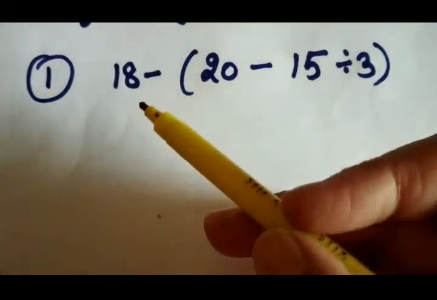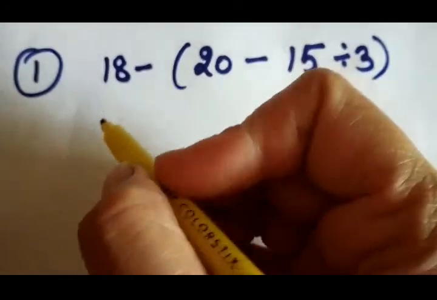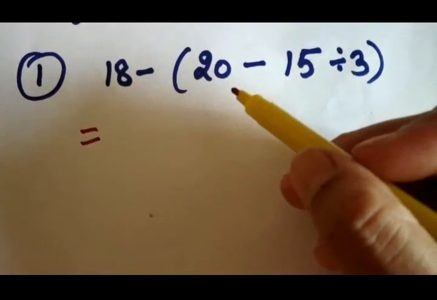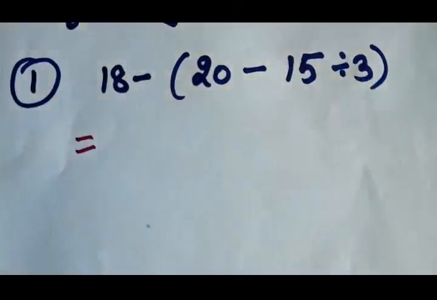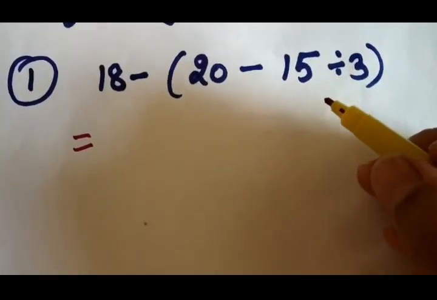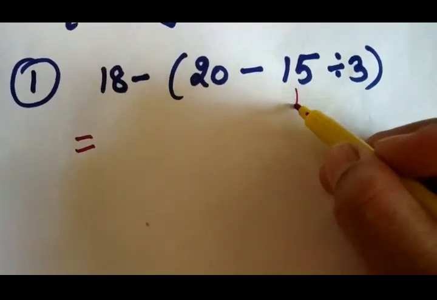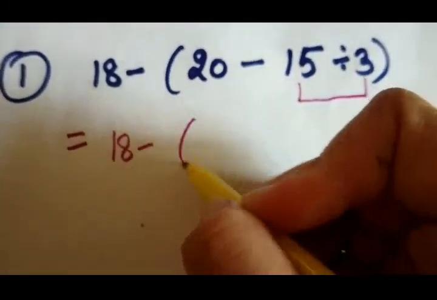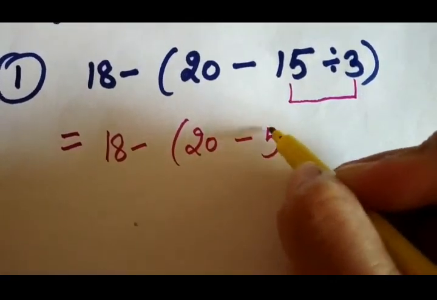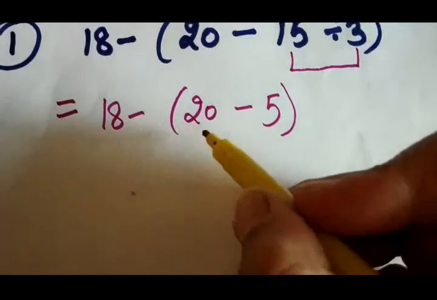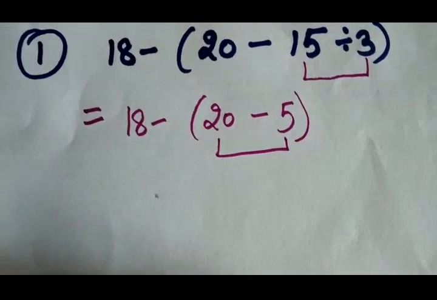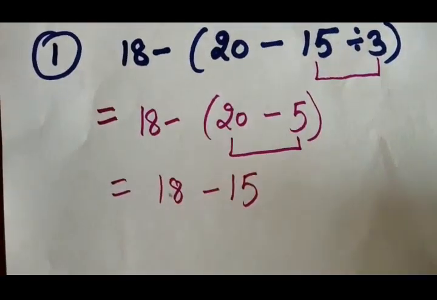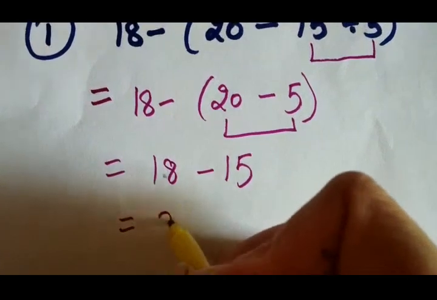Now I have taken this expression. We have to solve it. According to the BODMAS rule, first of all we will solve the bracket. Then inside the bracket we have to apply the DMAS rule. So first we solve 15 divided by 3. We know that 15 divided by 3 is 5. Then 20 minus 5 is 15. 18 minus 15. Now we can remove the bracket. Then 18 minus 15 is 3.